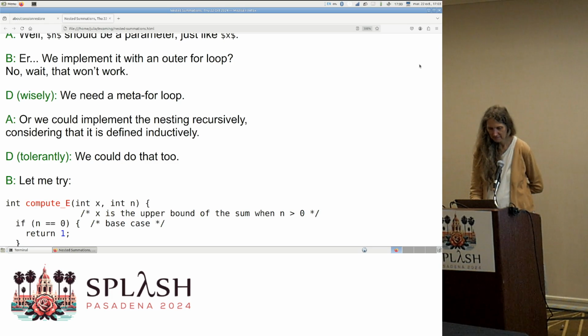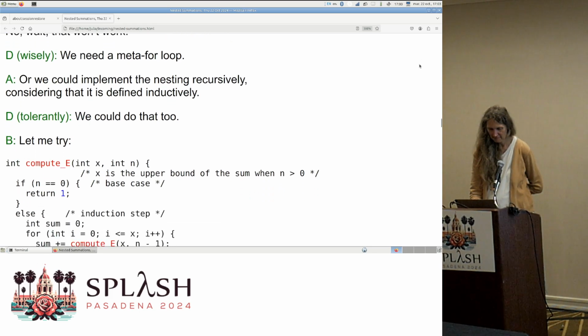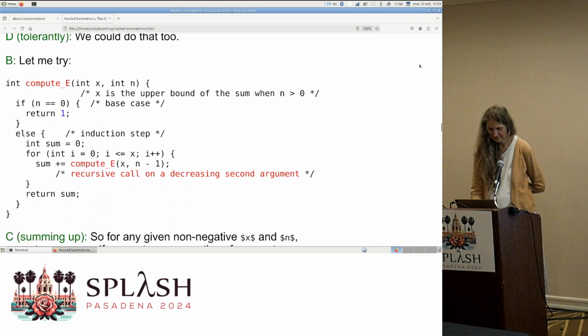We implement it with an outer for loop? No, wait, that won't work. We need a metaphor loop? Or we could implement the nesting recursively, considering that it is defined inductively. We could do that too. Students are hereby drafted. Just read the line.